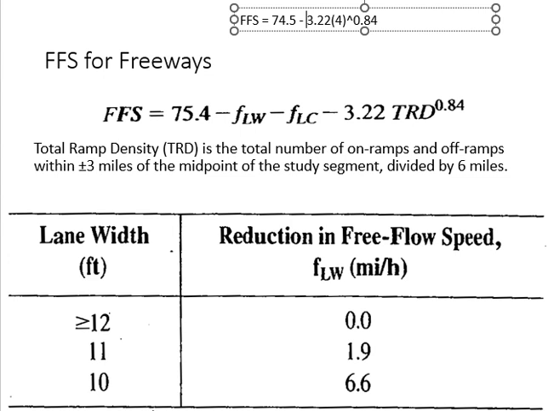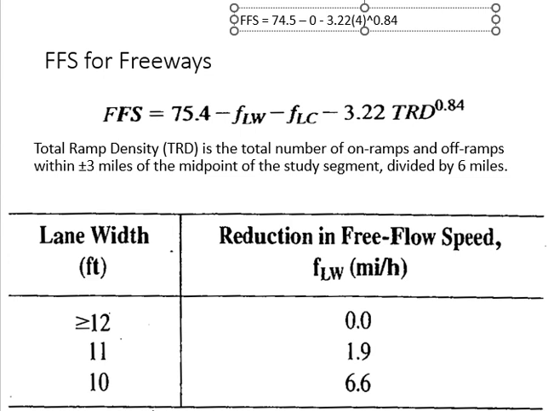Whatever is TRD, I just put the value directly. Okay. Then there are 2 factors, one for lane width, the other one for lateral clearance. My lane width is 12 feet. Okay. For 12 feet, the factor is how much? 0.